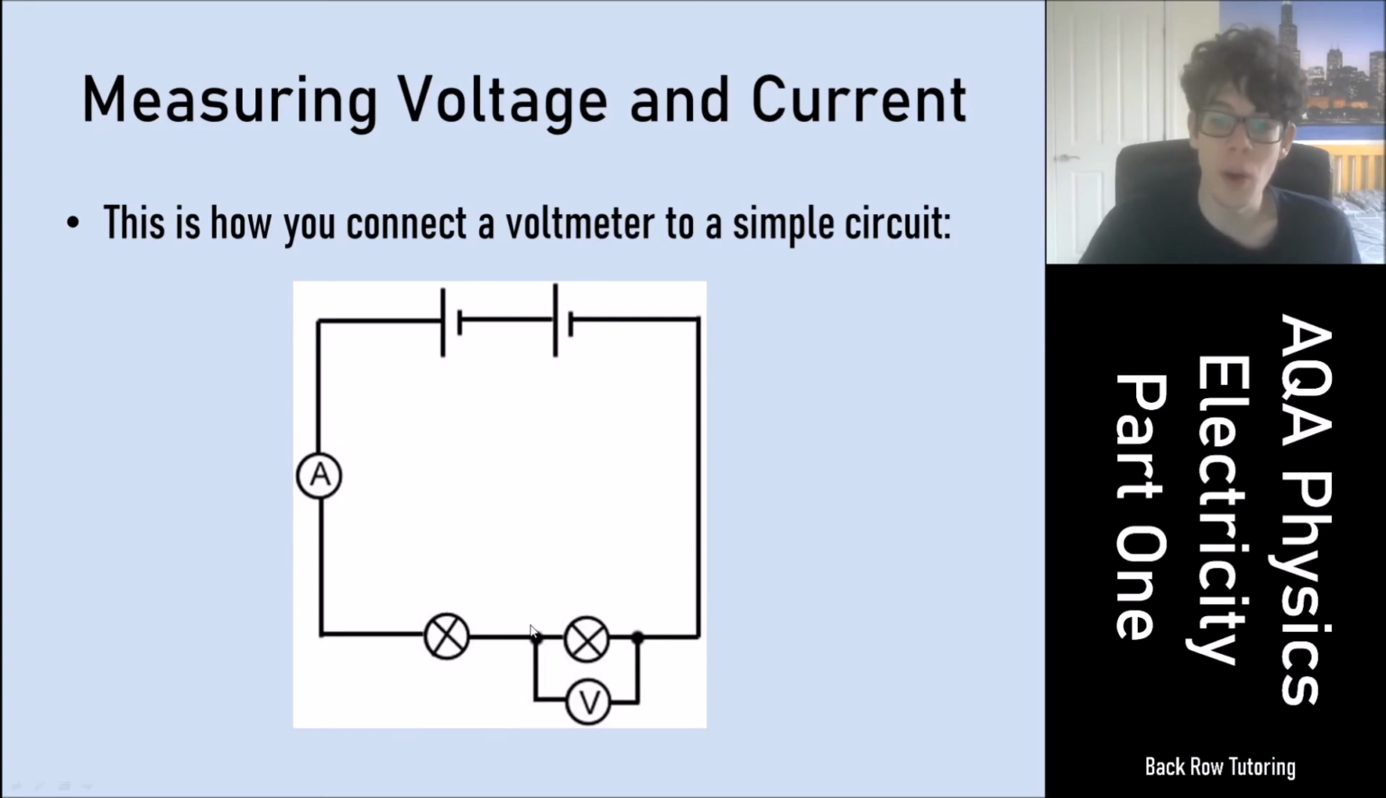So let's say you wanted to measure the potential difference across one bulb. What you would do is you would connect the voltmeter across the bulb. So you would connect one wire on this side, connect the other wire to this side, and then that would measure the potential difference across that bulb.